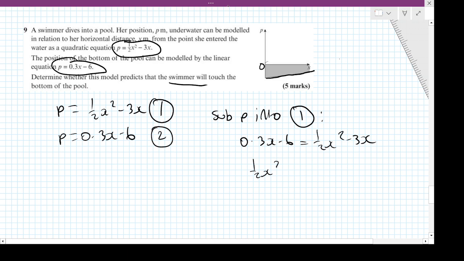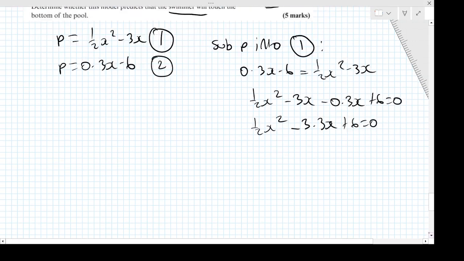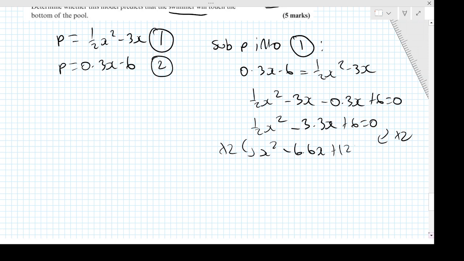So we have a half x squared minus 3x minus 0.3x plus 6 equals 0. Then I have a half x squared, minus 3.3x, right? Plus 6 equals 0. I don't like this x half, so I'm going to just times by 2 to every term, to scale the equation up to get rid of the fraction. So I'm going to have x squared, half times 2 is just 1, x squared minus 6.6x, right? 3.3 times 2 is 6.6, and then plus 12 equals 0. Okay, so that's a lot nicer to work with.